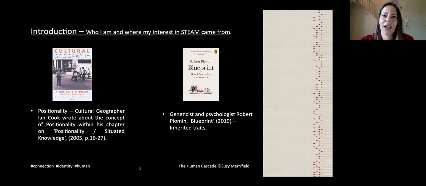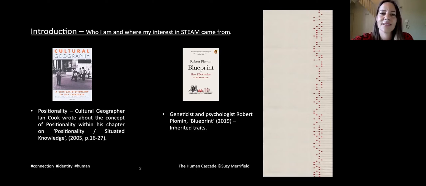Cultural geographer Ian Cook wrote about the concept of positionality, suggesting that the researcher could include themselves into their research using their own voice and those of other critics to make analysis. My personal position provides the audience with a framework from which my research can be viewed. Scientists and sociologists such as Robert Plomin, with his 2019 book Blueprint, inform us that there is data proving that our interests are passed down through DNA to future generations.